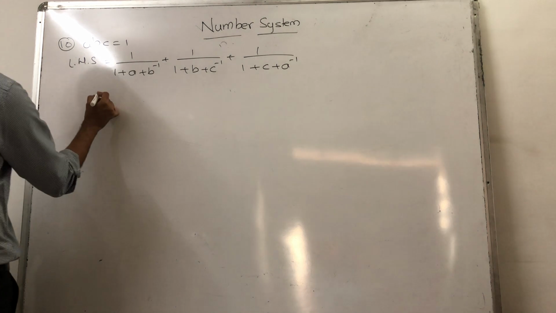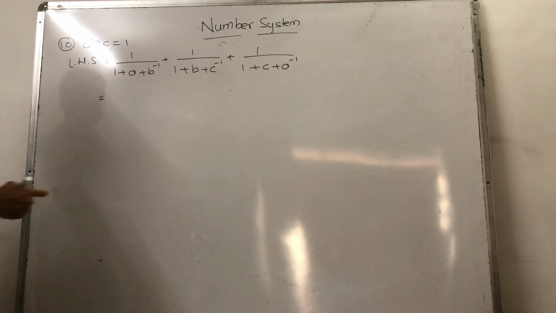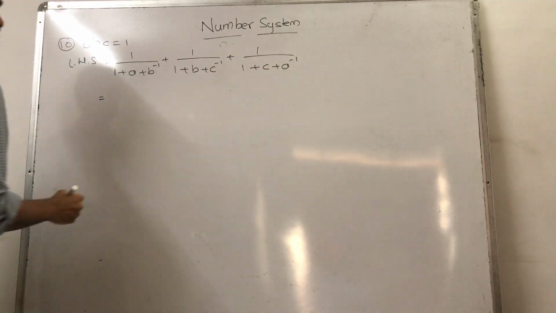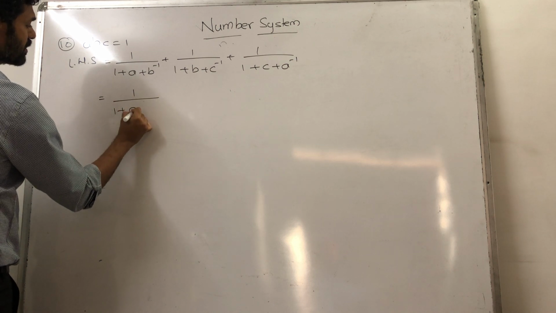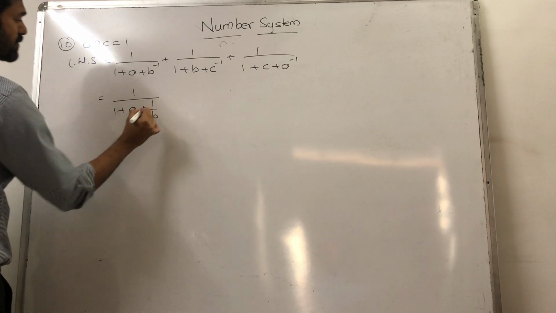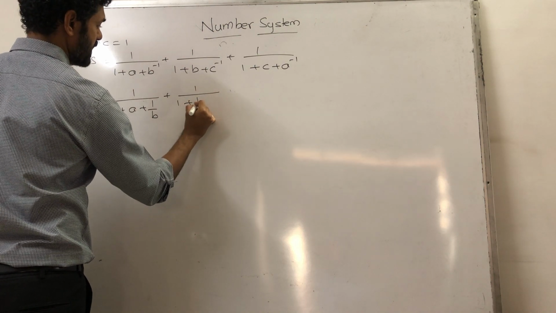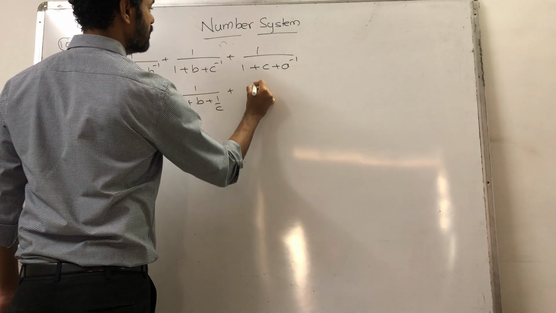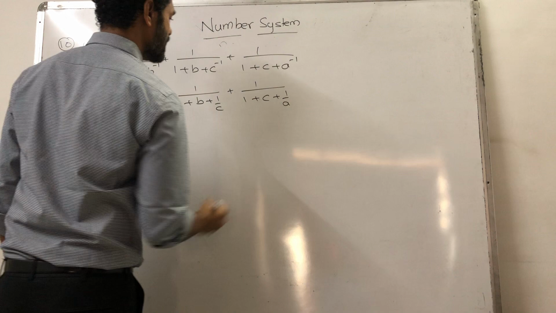What you do? Step 1. B raised to minus 1 can be written as 1 by b. C raised to minus 1 would be 1 by c and a raised to minus 1 would be 1 by a. So let's do that. We write b raised to minus 1 as 1 by b, c raised to minus 1 as 1 by c, and a raised to minus 1 as 1 by a.